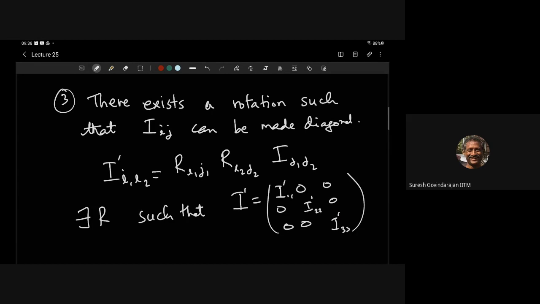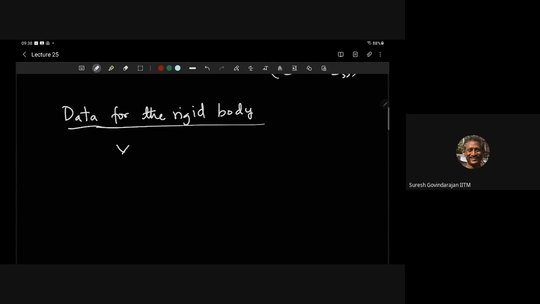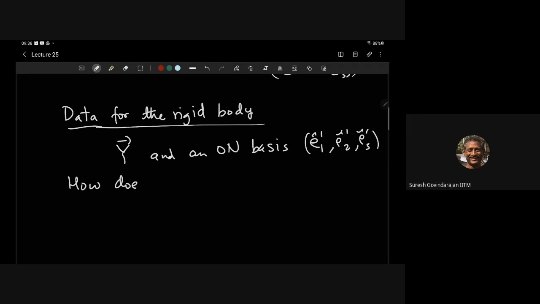So what we have done is we started out with what looked like many coordinates, and we have just brought it down. And so the data we have for the rigid body is as follows. It's the coordinate y and a frame, an orthonormal basis. Okay, so now the thing is, how do we explicitly show the 3 degrees of freedom?